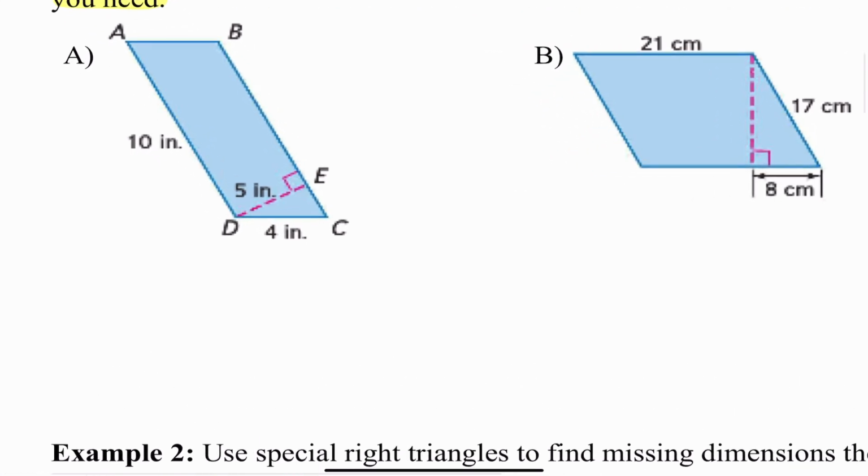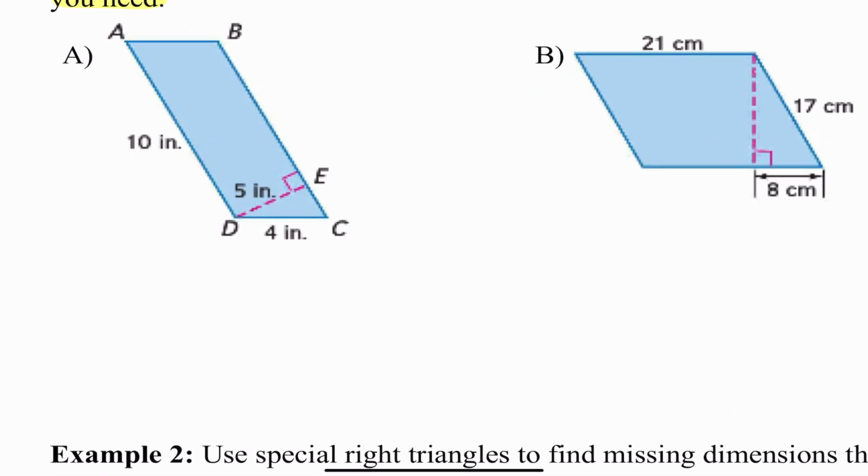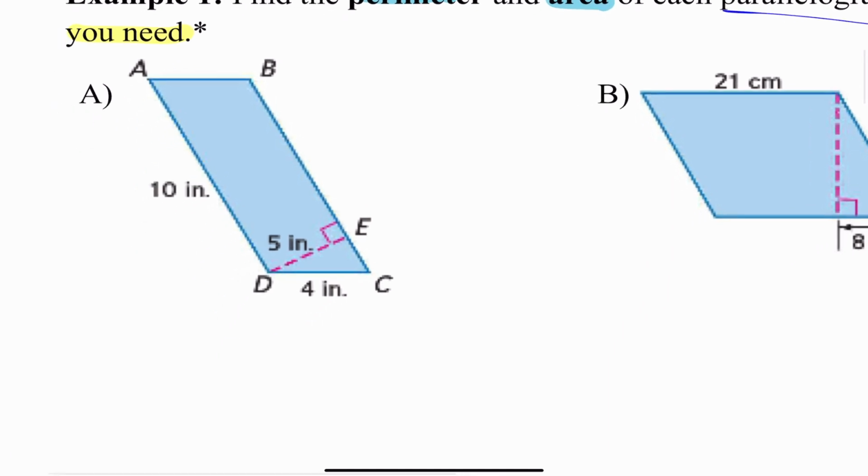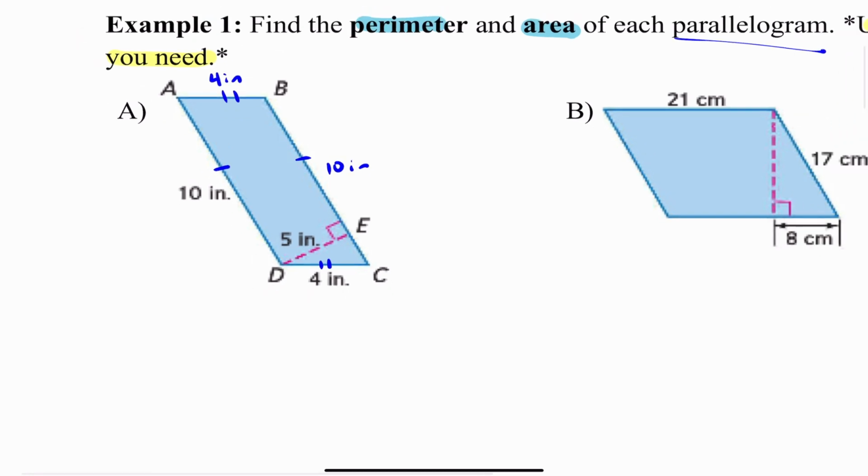Here's A. I have my parallelogram. So since we can assume that this figure here is a parallelogram, then I can say that opposite sides are congruent. So if this is 10 inches, this has to be 10 inches as well. And if this here is 4 inches, that means that this segment over here is also 4 inches. So the perimeter is basically the sum of all the side lengths, the total distance around the figure.